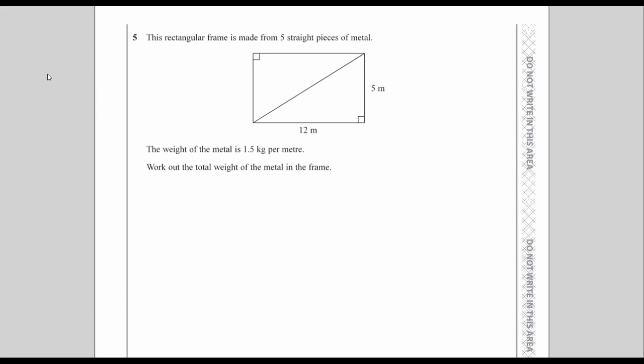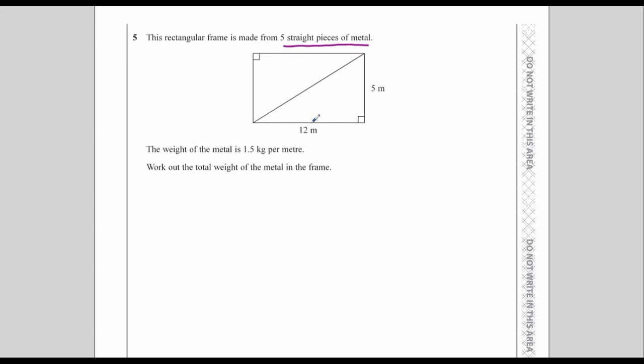Moving on. Question 5. This rectangular frame is made from 5 straight pieces of metal. 1, 2, 3, 4, 5. The weight of the metal is 1.5 kilograms per meter. So, work out the total weight of the metal in the frame.